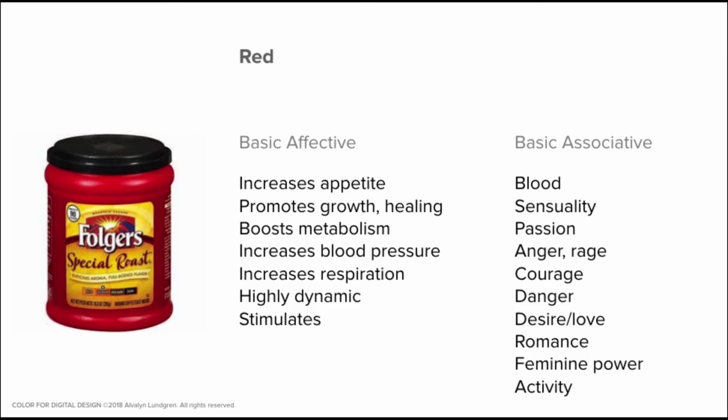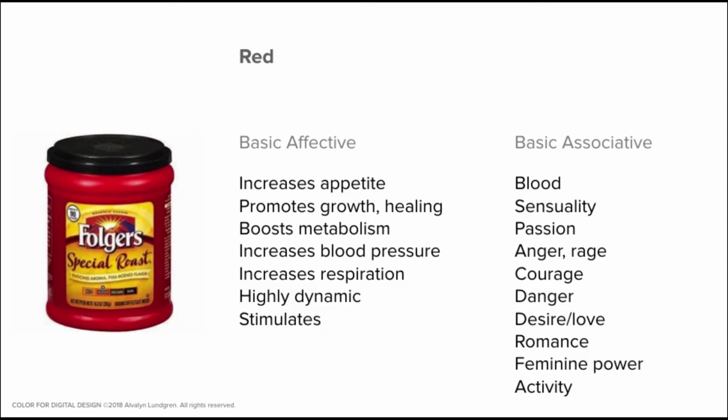Red increases your appetite. The pituitary is stimulated by red to secrete chemicals that increase your appetite, boost your metabolism, and increase your blood pressure and your respiration. So there is a strong physiological, biological action by red on the human body. Red light promotes growth. That's why when you're growing plants indoors, you put red lights around the room.